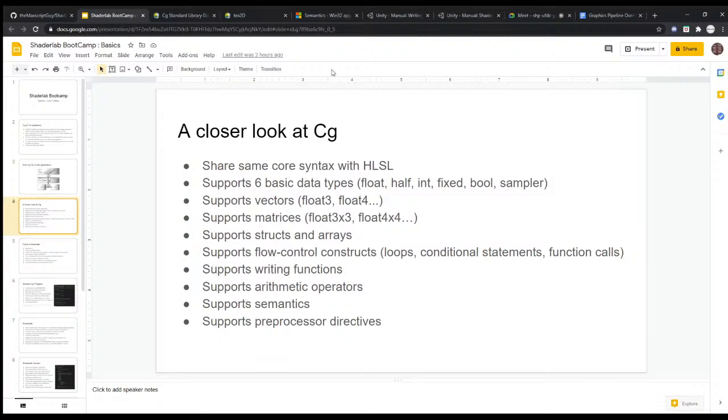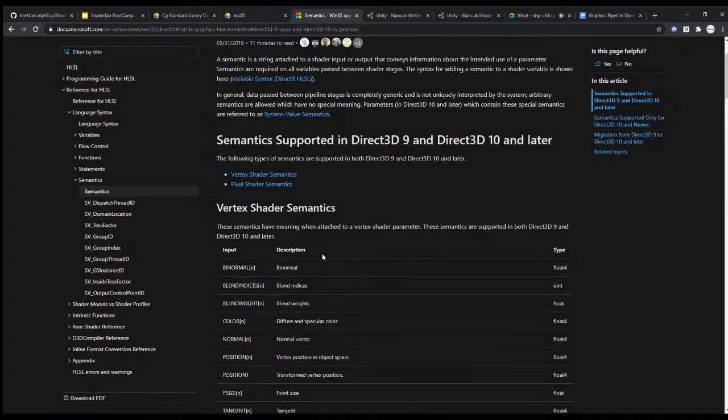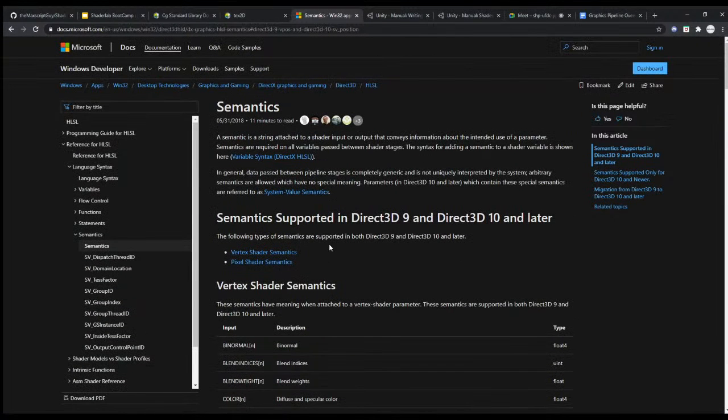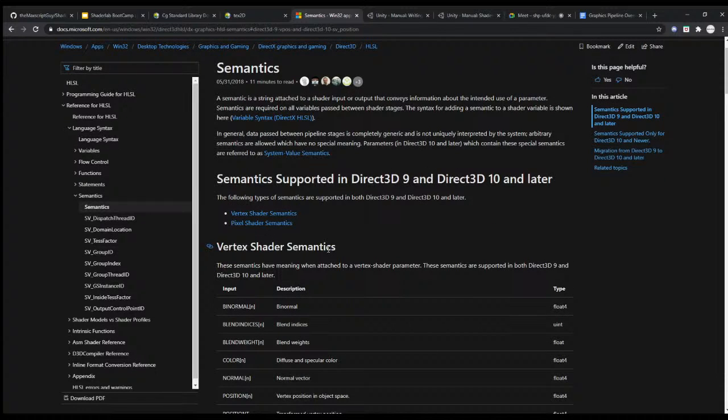Okay. So I would definitely recommend you do read this document on semantics. I'm going to share this link with you. We are going to talk about it in detail in the upcoming sessions because this is basic. I will give you a basic idea. Semantics is basically telling the GPU that you should expect this kind of data.